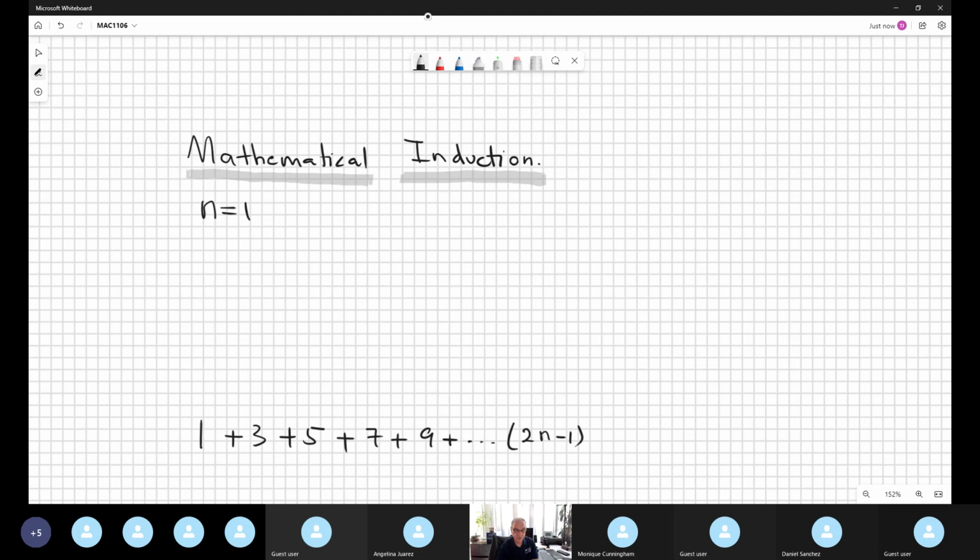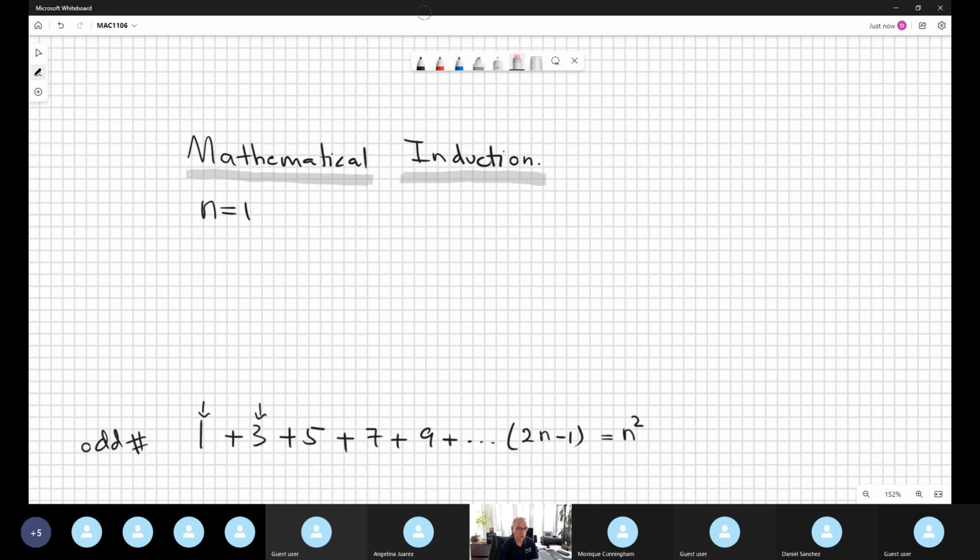Suppose n equal 1, 2 minus 1 is 1. Boom. And n equal 2, 2 times 2 is 4, minus 1 is 3. And n equal 3, 3 times 2 is 6, minus 1 is 5. So this is the expression that generates the odd numbers. So you add odd numbers, and magically the answer is equal to n squared. Sounds weird.